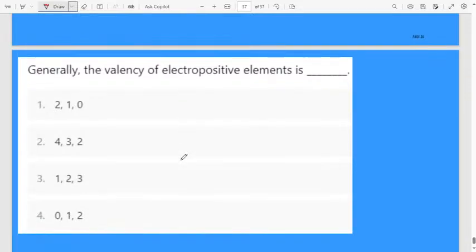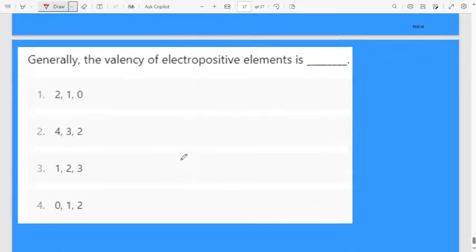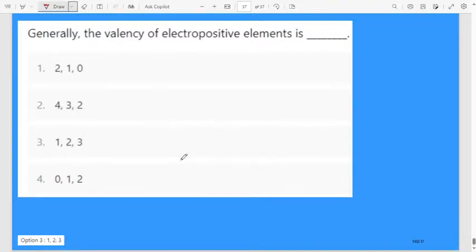Generally, the valency of an electropositive element is, the correct answer, 1, 2, 3. The valency of an electropositive element is 1, 2, 3.